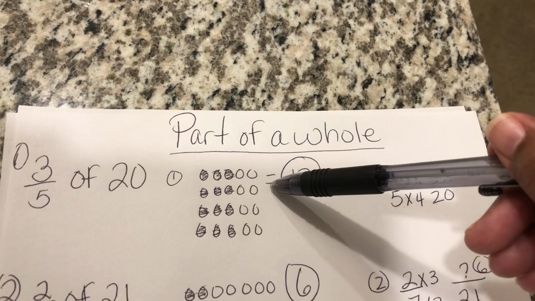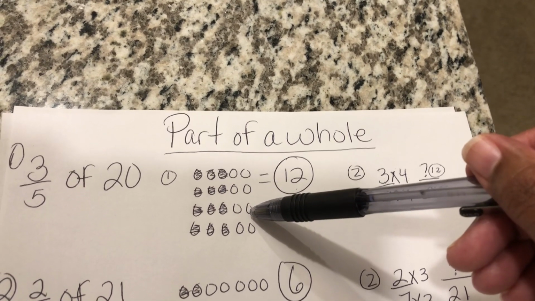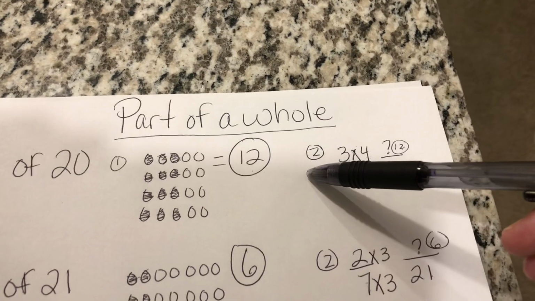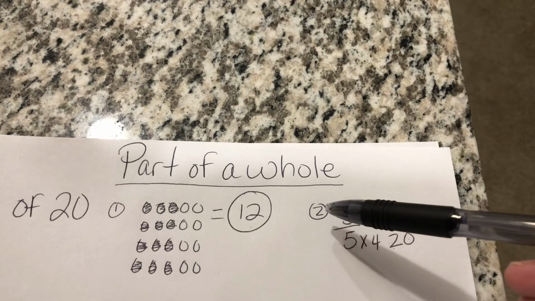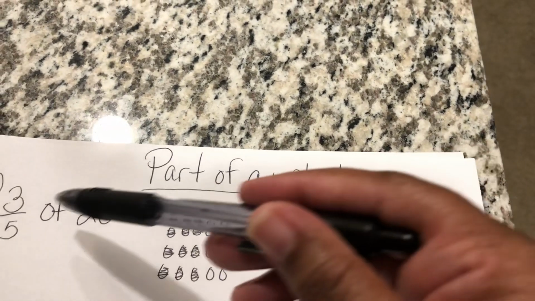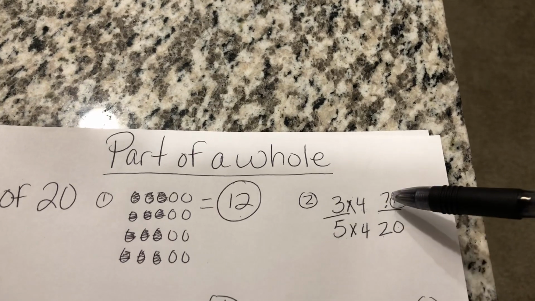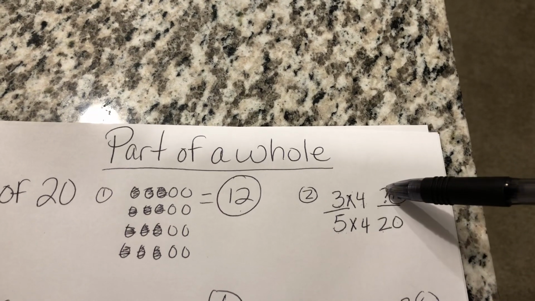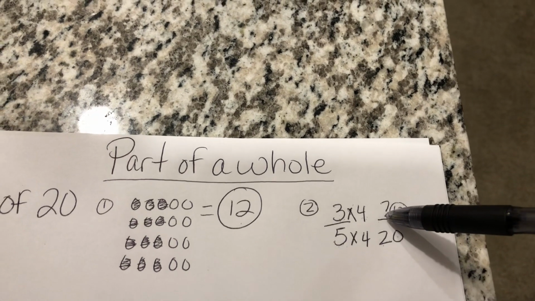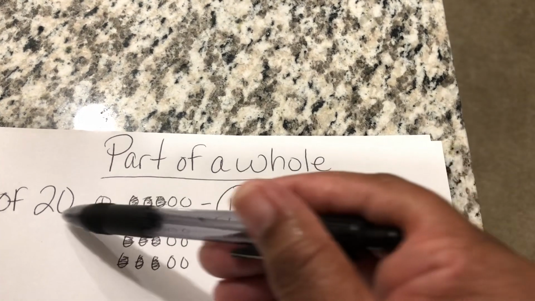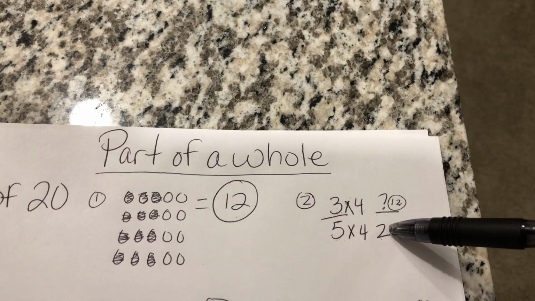But you might be saying, Ms. Downing, I don't want to draw circles every time. Well, you don't. Let's look at strategy 2. In strategy 2, we are going to rewrite the fraction, which is 3/5, okay? We're going to also set up a new fraction. The numerator is unknown at first, so that's why I have this question mark here. But the denominator is 20. The denominator is whatever your whole number is that represents the total number of parts, okay?